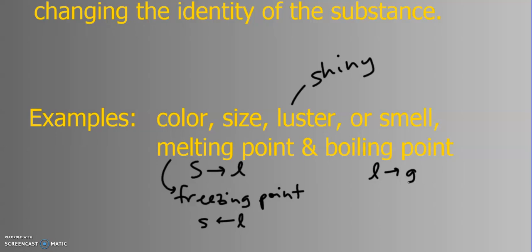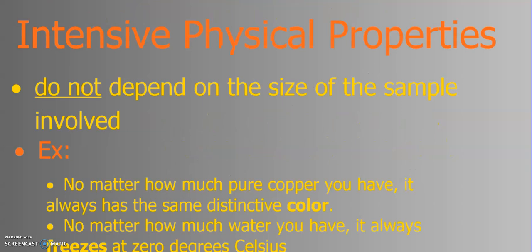All right. Now, physical properties can be split up into two groups. There are intensive physical properties and extensive physical properties. Intensive physical properties don't depend on the size of the sample. What I always think of to help me remember this is intensive starts with an I. These help you identify a substance, okay? So they don't depend on how much you have. They are always going to be true.